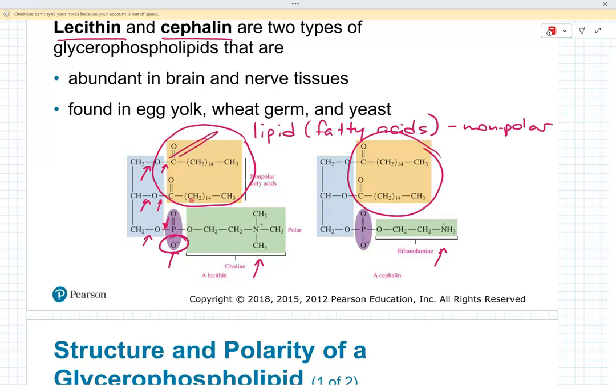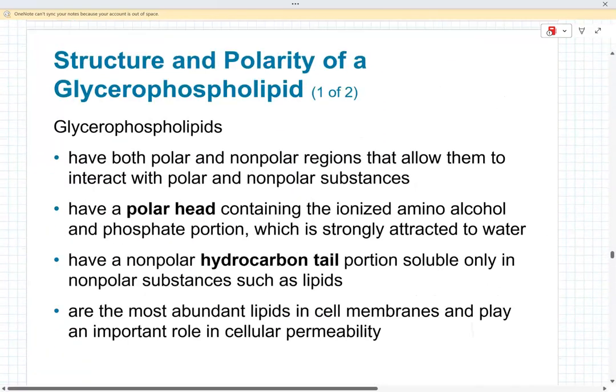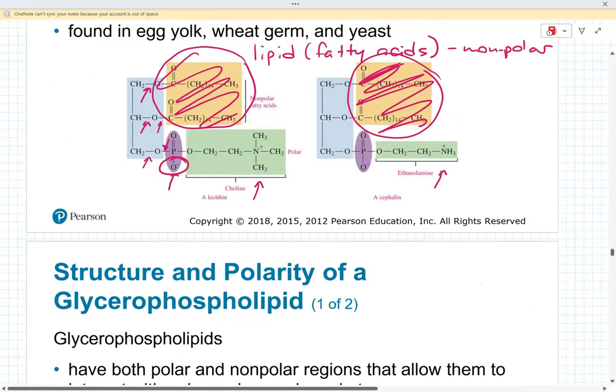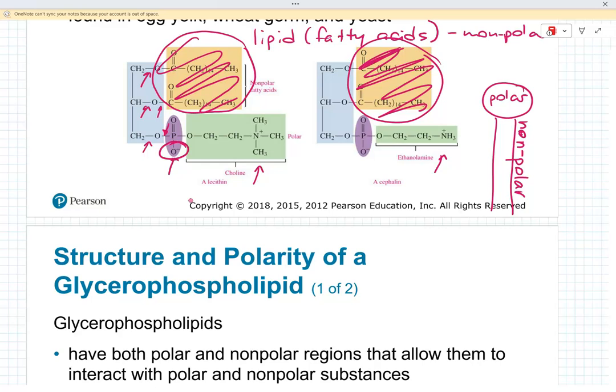So the part that I just shaded is nonpolar. The part that I didn't shade is polar. You can represent the phospholipid. I don't like these images. So you can represent a phospholipid crudely, I admit, as a polar head and two nonpolar fatty acid tails. Making sense?